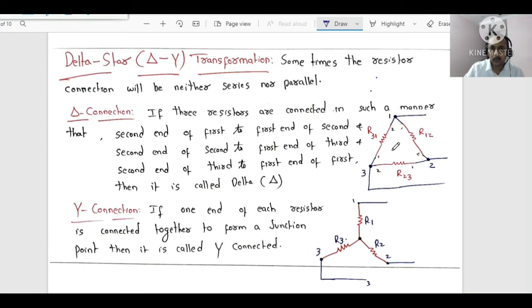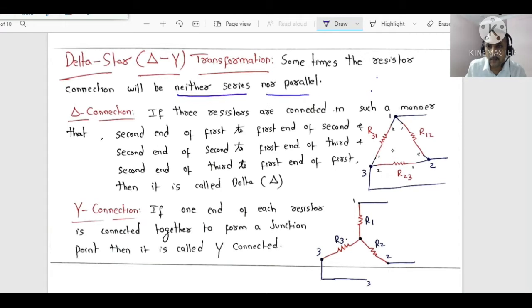For example, already we have discussed the resistors connected in series and the resistors connected in parallel, and how you are going to find out the equivalent resistance. Sometimes the resistors will be connected in such a manner that they are neither series nor parallel. Then, if it is not series or not parallel, two other different possibilities are possible. What are those? One is the delta connection, and the other one is the star connection.